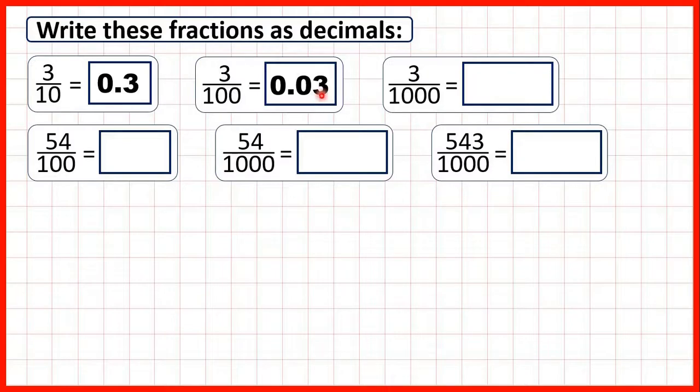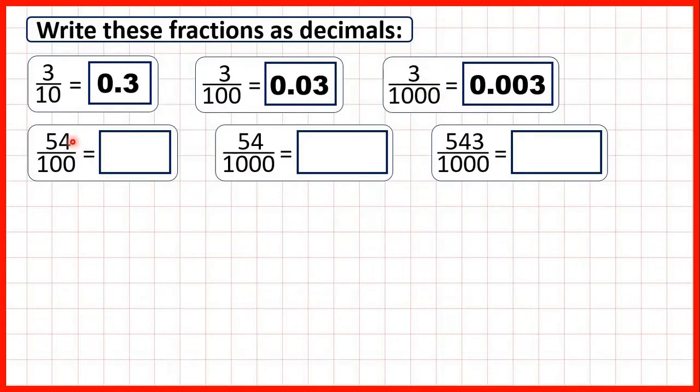0.03. That's because the second digit after the decimal point is the hundredths digit, and we have 3 hundredths. So we need a 0 in our ones, but also in our tenths to show that the 3 is in the hundredths place value column. Now we have 3 thousandths. That's 0.003 because the third digit after the decimal point is the thousandths digit, and we have 3 thousandths, so we need zeros in our ones, tenths and hundredths to show that the 3 represents 3 thousandths.